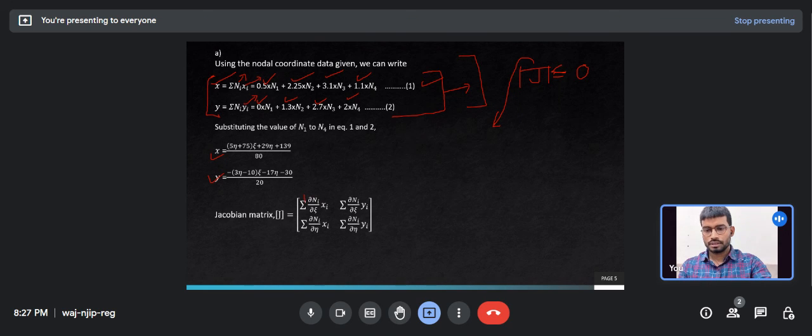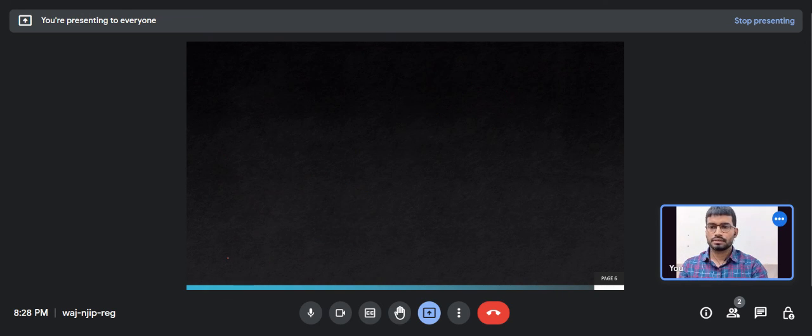So this upper term we have already calculated here. This is nothing but x here. This is nothing but y here. So you can easily find out the Jacobian matrix by differentiating this x with respect to zeta and eta, and y with respect to zeta and eta, right? So this is how you get the Jacobian matrix. So this is your Jacobian matrix having the element this one. This is right. So once we get the Jacobian matrix, we can easily determine the determinant of the Jacobian matrix.